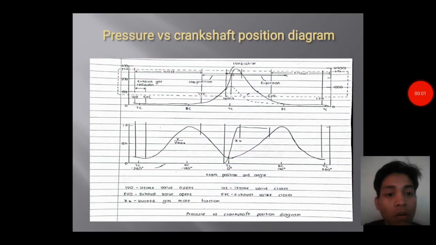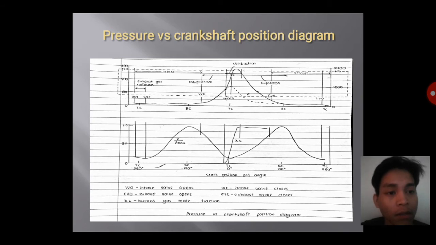So, I want to present about the pressure versus crankshaft position diagram. As you can see on my slide, there is an intake and exhaust. At the intake, the intake valve is open and the exhaust valve is closed. After that, the intake valve is closed during compression. At the exhaust, the exhaust valve is open during expansion.